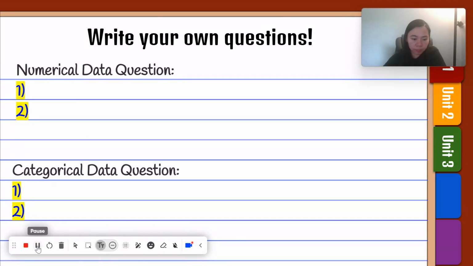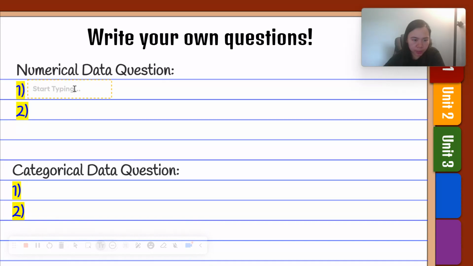Okay. I don't know how to change the color of my text box here.